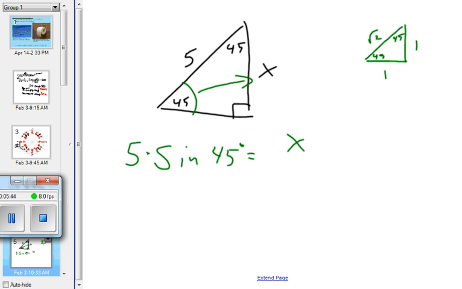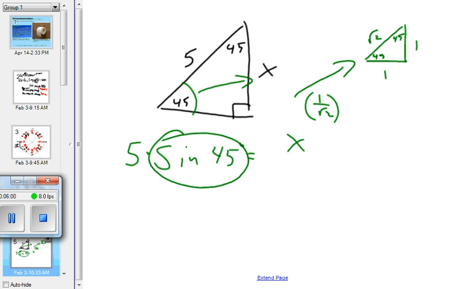Because sine 45 is knowable. We know that. We know it from looking at that. Sine of 45, sine is opposite over hypotenuse. Opposite is 1 over hypotenuse is root 2. So it's really 1 over root 2. That's what sine of 45 is.